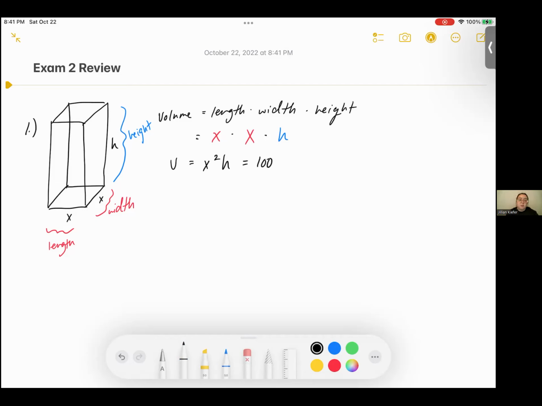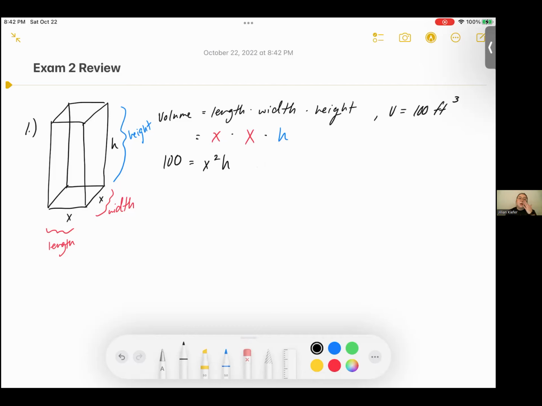So we're saying that volume, which is equal to X squared times H, is equal to 100, because we said that the volume of the box was 100. So we can go ahead and just replace volume with 100 now. So we're saying 100 is equal to X squared times H. And we can write this over here. The volume was equal to 100 feet cubed.